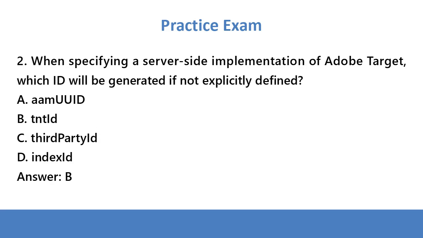2. When specifying a server-side implementation of Adobe Target, which ID will be generated if not explicitly defined? A. AAMUUID. B. TNT-ID. C. Third-party ID. D. Index ID. Answer: B.